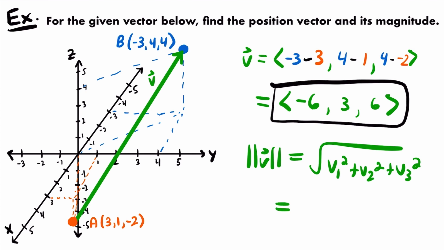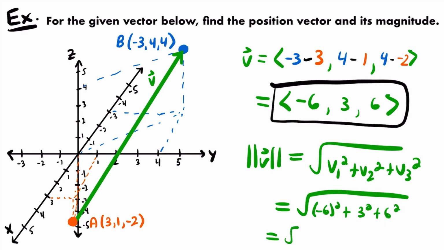So in this case, this will be equal to the square root of negative 6 squared plus 3 squared plus 6 squared. Now, negative 6 squared is 36, 3 squared is 9, and positive 6 squared is 36. So this is equal to the square root of 36 plus 9 plus 36. And 36 plus 36 is 72, plus 9 is 81. So this will be equal to the square root of 81, which is a perfect square. We know that the square root of 81 is 9, so this is equal to 9. And so 9 is the magnitude of this position vector, vector v.